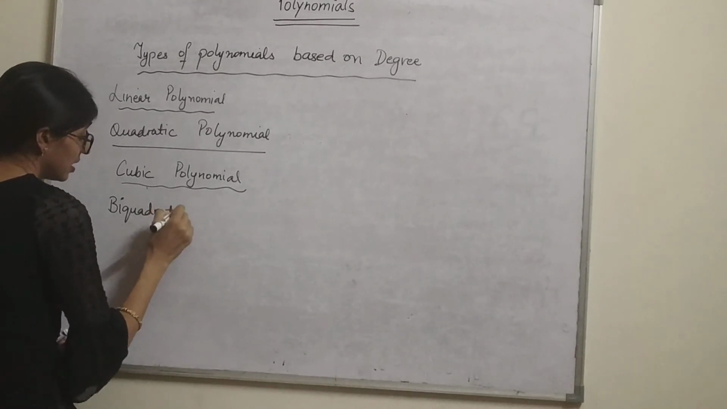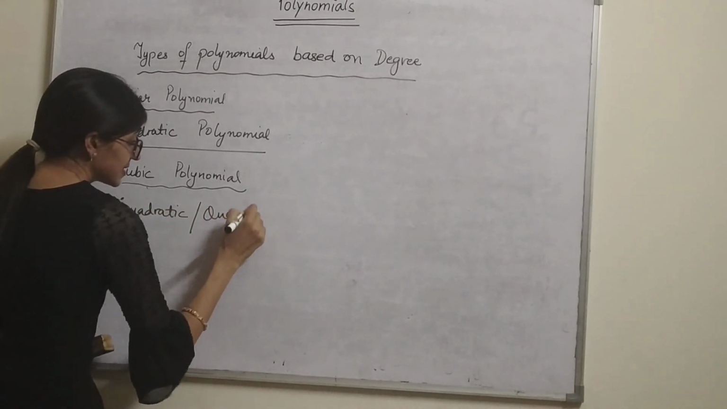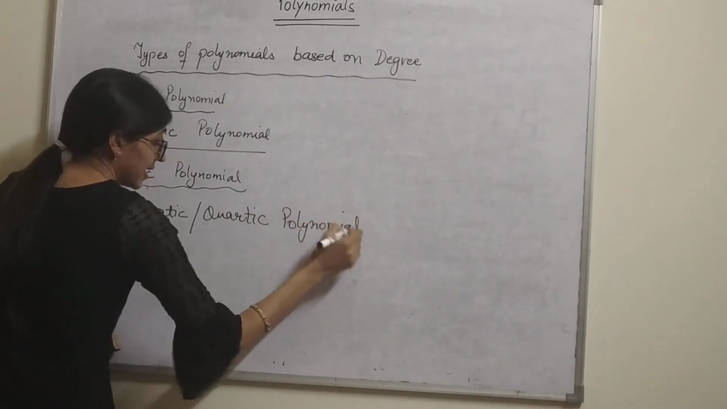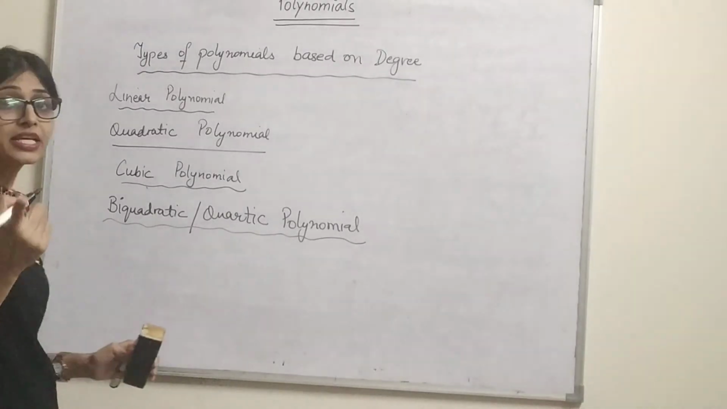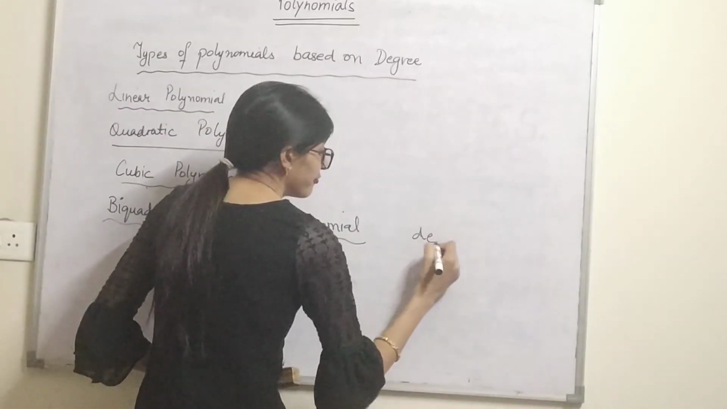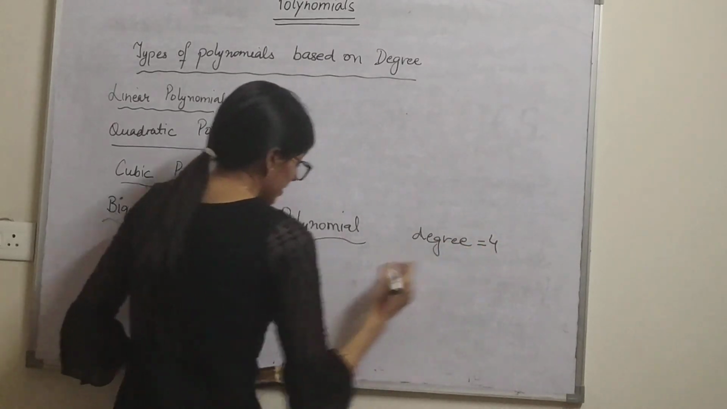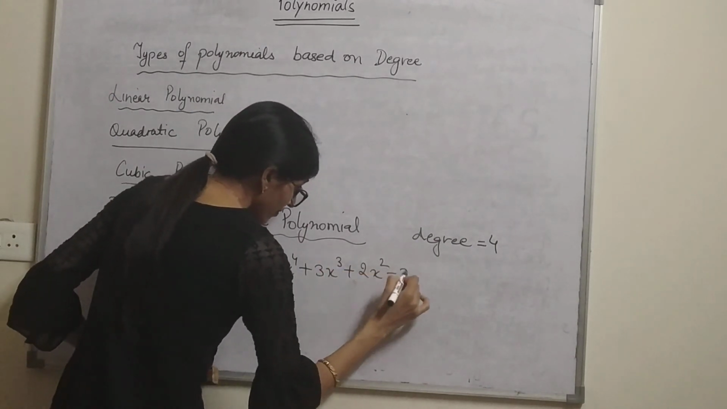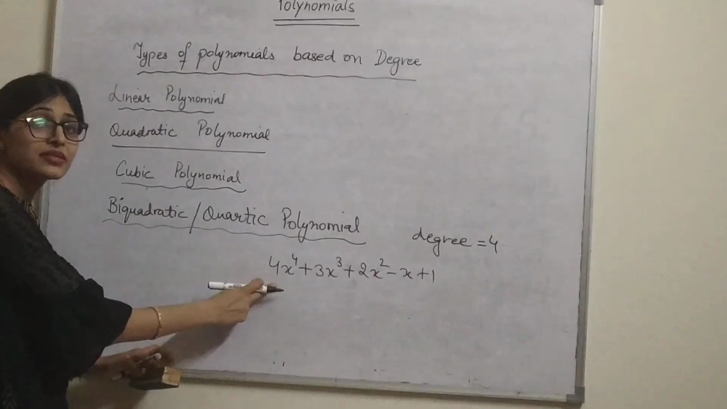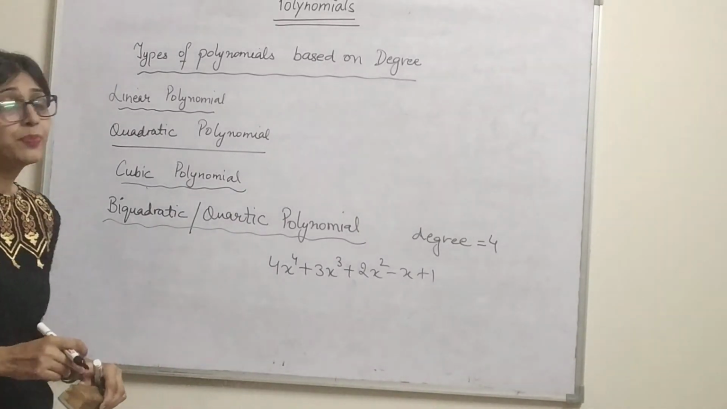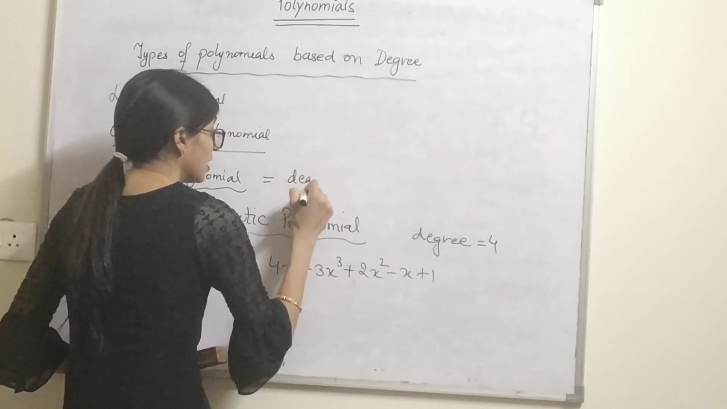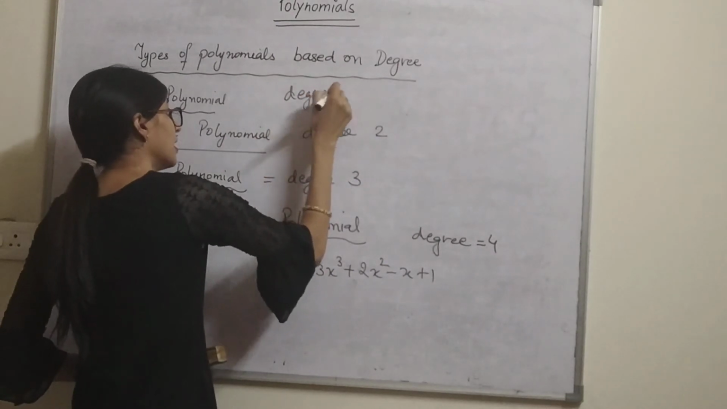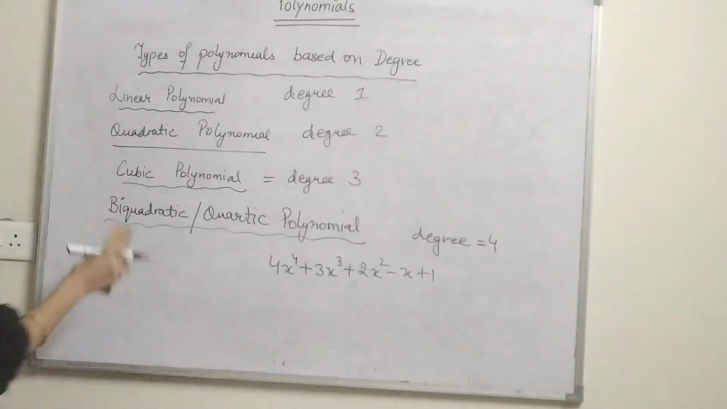Next, biquadratic polynomial. Biquadratic we also call a quartic polynomial. As the name indicates, quartic, the highest degree of the polynomial should be 4. Like there is an expression whose highest degree is 4. So this is a biquadratic polynomial. Here the degree should be 3. Here the degree should be 2. Here the degree should be 1. Okay?